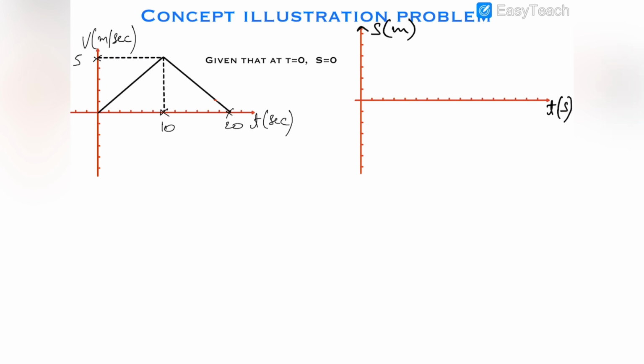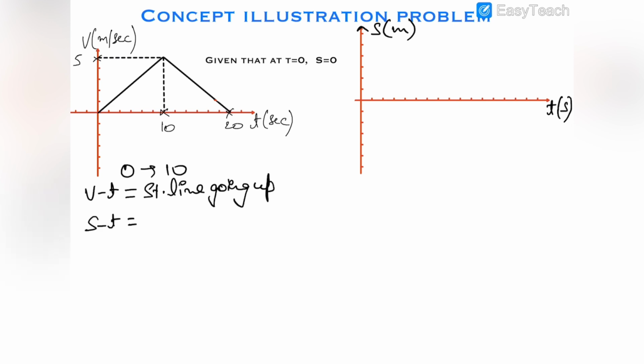So you can see that in 0 to 10 seconds, the VT graph is a straight line going up, and the ST graph would be a parabola opening up. So the ST graph would be a parabola opening up. Now this parabola would start from S equal to 0 and T equal to 0, which is the origin of this graph, because it is given in the question.